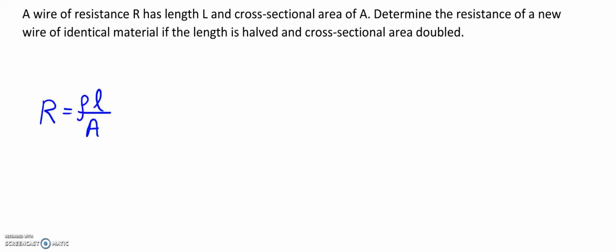In this question, you notice that there are no numbers. Everything given is a variable. If I were to write in green, you'll notice that the question says that the new wire is of identical material. Whenever you see the words identical material, it represents that the resistivity stays the same.